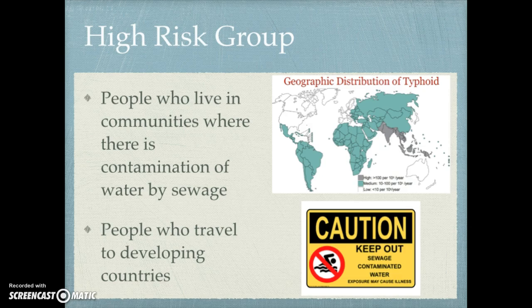However, people who travel to these developing countries are also at high risk for developing typhoid. There are approximately 6,000 cases of typhoid diagnosed in the United States every year, and well over 90% of those are due to people who have traveled to the developing world recently. So people who are traveling to those developing countries are at high risk.